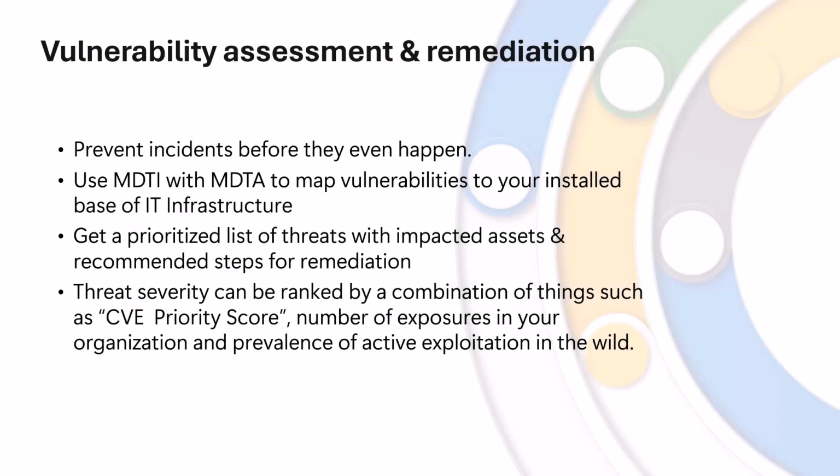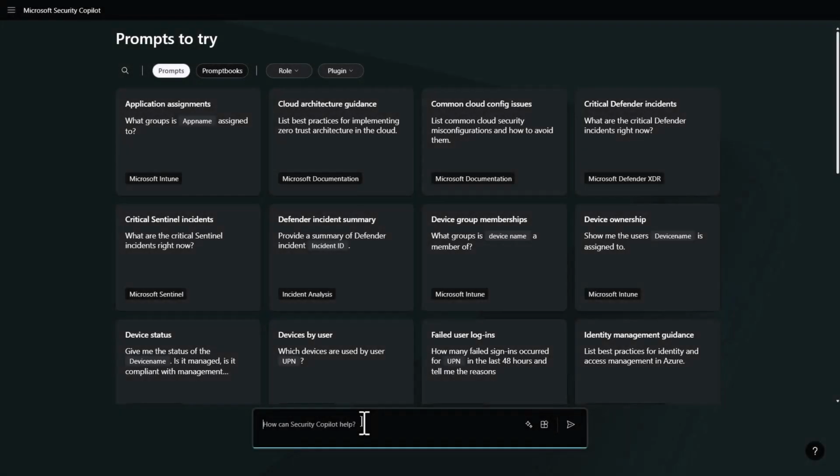Understanding and mitigating vulnerabilities specific to your organization can prevent incidents before they even happen. Security Copilot can use Microsoft Threat Intelligence (MDTI) with Microsoft Threat Analytics (MDTA) to map vulnerabilities to your installed base of IT infrastructure and provide a prioritized list of threats with impacted assets and recommended steps for remediation. Threat severity can be ranked by a combination of things such as CVE priority score, number of exposures in your organization, and prevalence of active exploitation in the wild. Let's look at an example of how to do this.